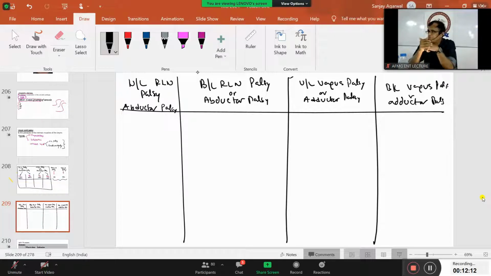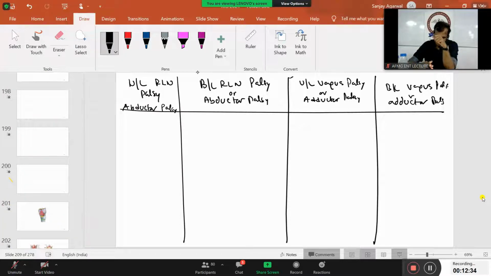Second, the main complaint. We are only going to cover the main complaint, the other complaints also, but only the main one. And third, what are the surgeries that we can do for each of them? Nowadays, surgeries are very, very common. Surgery is going to be very, very important. So three points: position, main feature, and surgery.